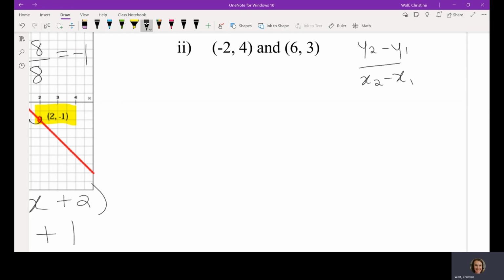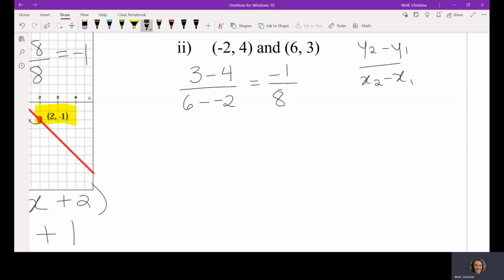So if I plug this in, my y2, or the y value for my second point, is 3. So it will be 3 minus 4 divided by x for my second point, which is 6, subtract x for my first point, which is negative 2. So when you simplify that, 3 minus 4 is negative 1 on the top, and 6 plus 2 on the bottom is 8.